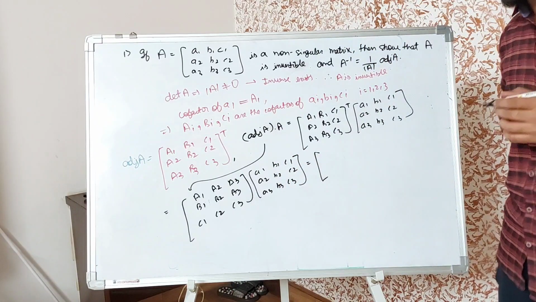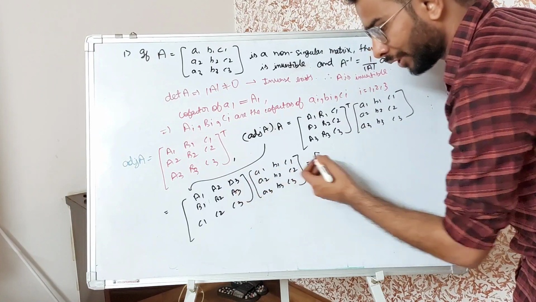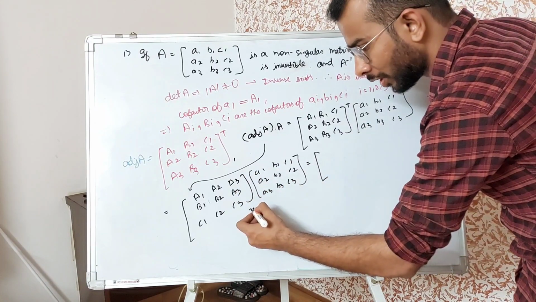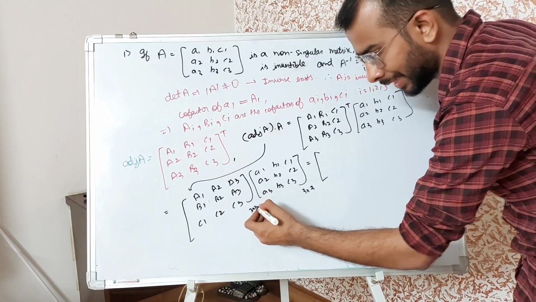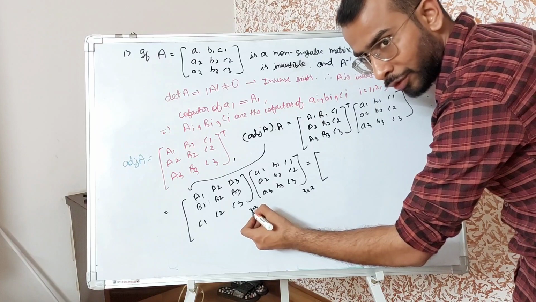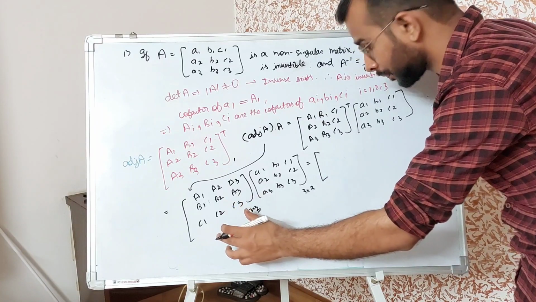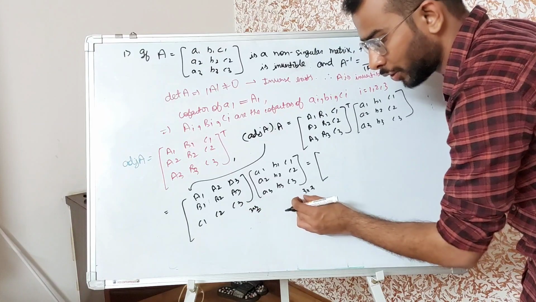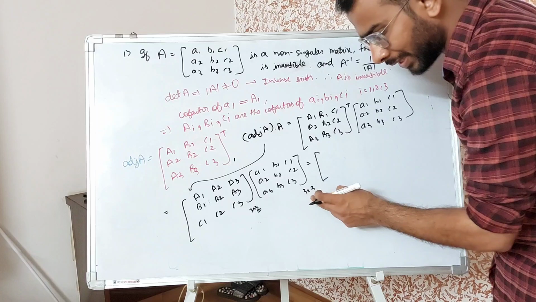Now let's understand how to generally multiply. I'll give you a brief idea. Whenever you are multiplying, its order is 3 cross 3 and its order is 3 cross 3. The first number is the number of rows, the second is the number of columns. The number of columns of the first matrix should equal the number of rows of the second matrix. Both are equal, so the final product would be 3 cross 3.